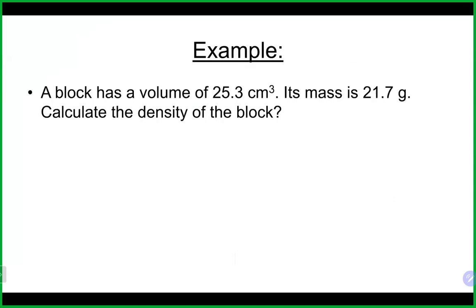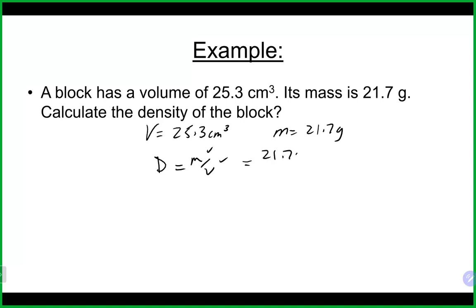All right, so I'm going to try one here. A block has a volume of 25.3 cubic centimeters. It has a mass of 21.7 grams. What is the density of our block here? So take a moment or two and calculate that up. Okay, so in this case, obviously we have a cubic centimeter, which is a volume. We have a mass that's 21.7, and obviously here density is mass divided by volume. So we really have both of those in the units that we need. So we can just plug and chug into here, 21.7 grams divided by 25.3 cubic centimeters.